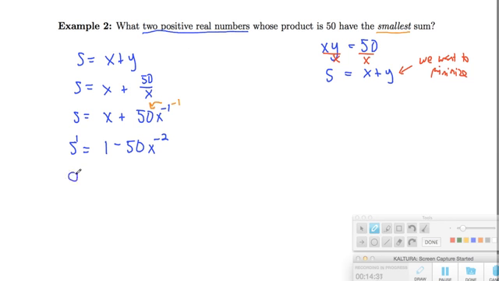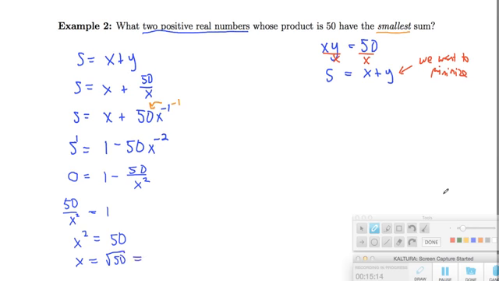Now remember that the derivative needs to be set equal to 0. So if you rearrange this, different ways you could do this, you could add 50 over x squared to the other side, and then multiply by x squared on both sides. But no matter what algebra you choose, you end up with x squared equals 50. So x is the square root of 50.